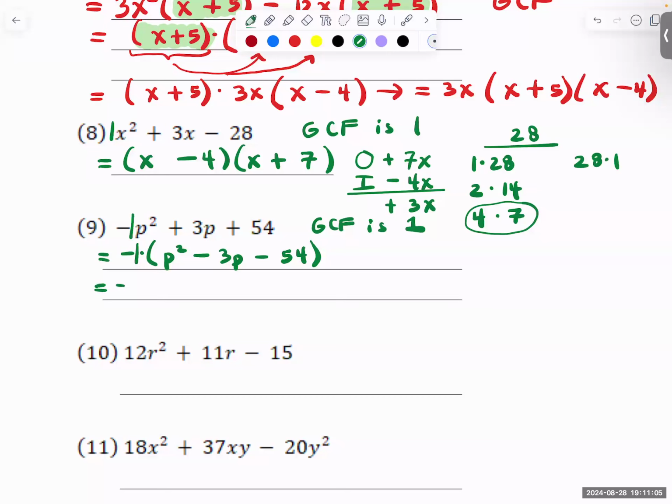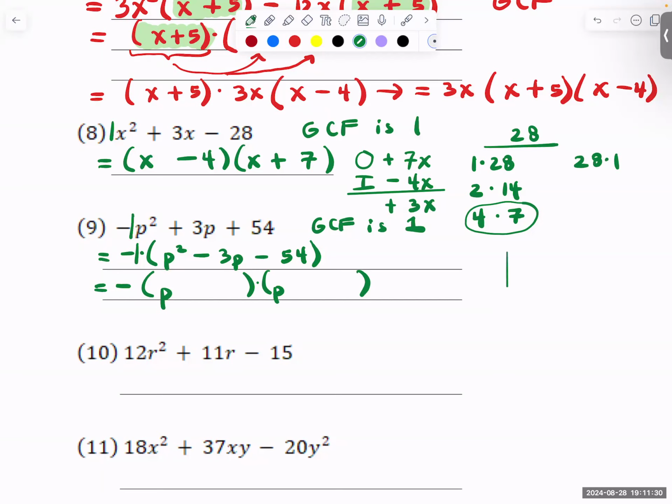Next line, let's keep the -1 as a negative sign. The second degree trinomial inside has a GCF of 1, and it's a special case trinomial which may factor as a product of two binomials. First term, p, and 54 is 9 times 6, and the difference of 9 and 6 is 3.